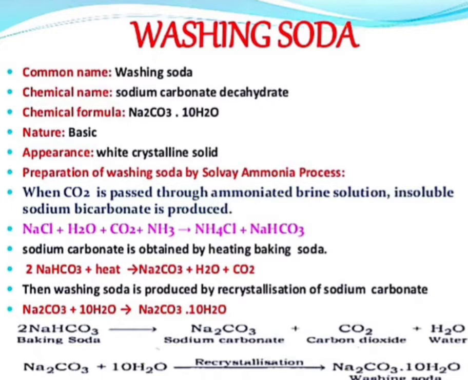So for the preparation of washing soda, three steps or three chemical equations are to be written. The first one, NaCl plus H2O plus CO2 plus NH3 gives NH4Cl plus NaHCO3. Then 2NaHCO3 on heating gives Na2CO3 plus H2O plus CO2, and finally Na2CO3 plus 10H2O gives Na2CO3.10H2O.